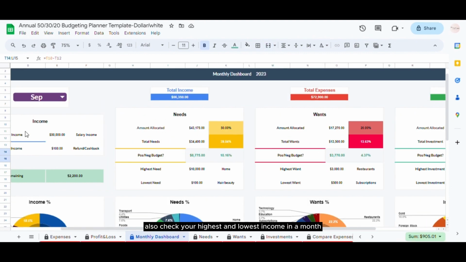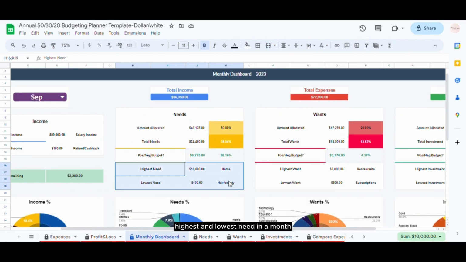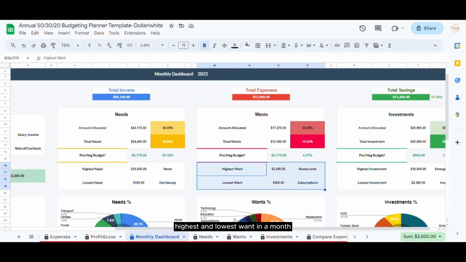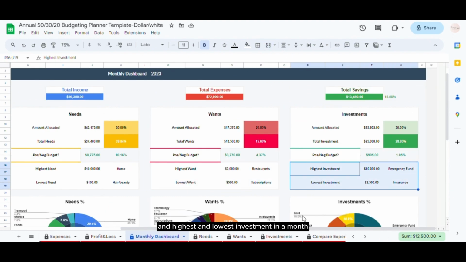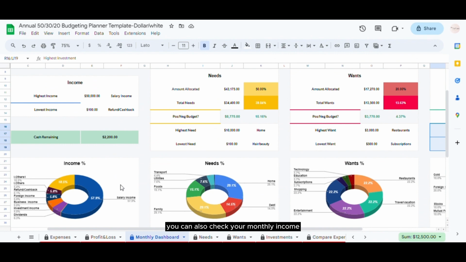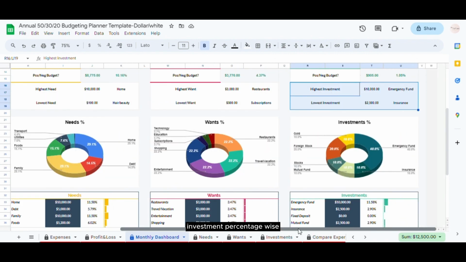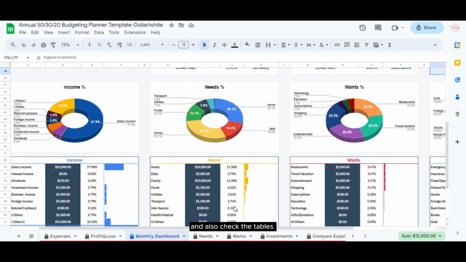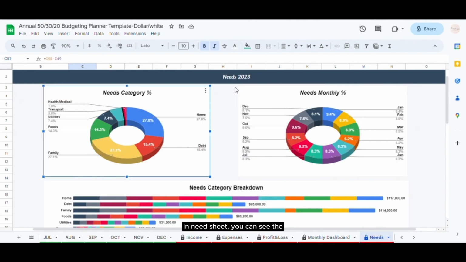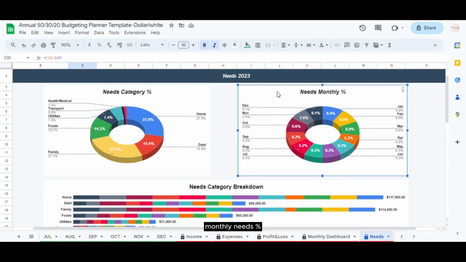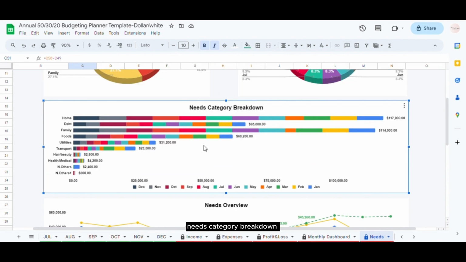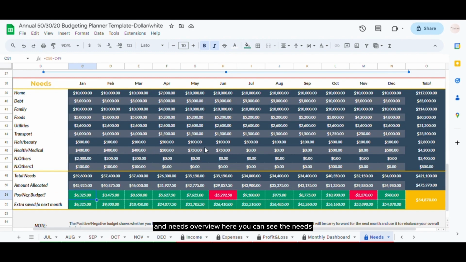Also check your highest and lowest income in a month, highest and lowest need in a month, highest and lowest want in a month, and highest and lowest investment in a month. You can also check your monthly income percentage wise, need percentage wise, wants percentage wise, investment percentage wise, and also check the tables. In need sheet, you can see the needs category percentage, monthly needs percentage, needs category breakdown, and needs overview.